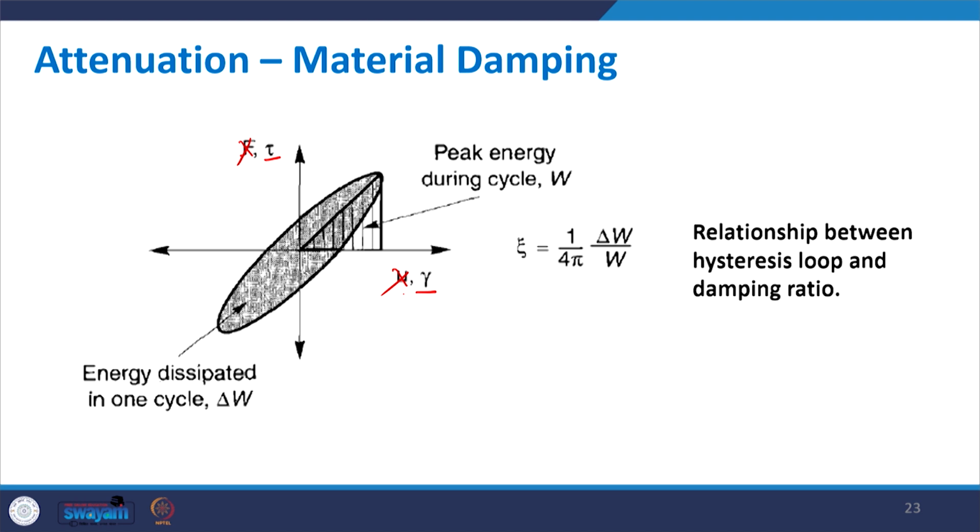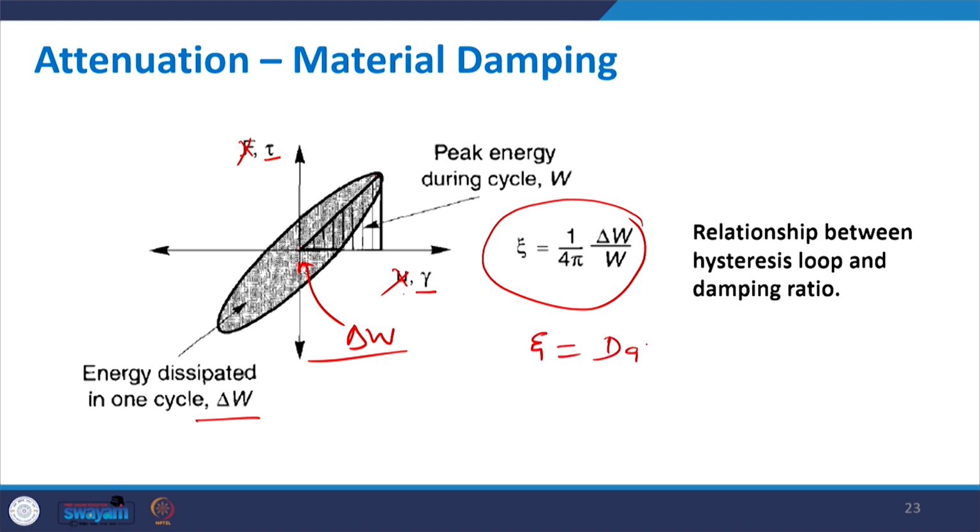In this stress-strain relationship, you have a loop. The area of this loop, which is shaded, is given as del W. What is W? W is the area of this triangle. And this ratio, del W by W divided by 4 pi, is nothing but what we call the damping ratio. So this is the damping ratio. What is xi? Xi is nothing but the damping ratio.